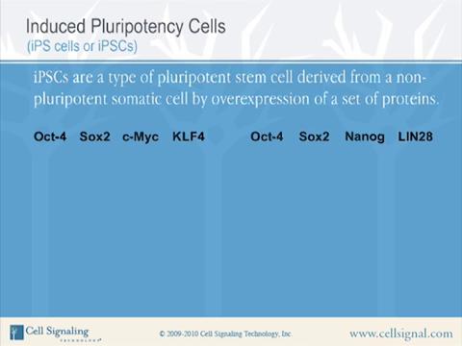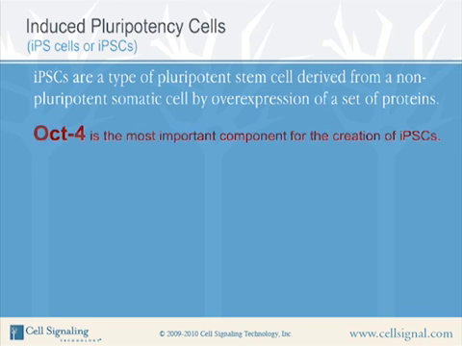Other studies have focused on the necessity of individual transcription factors in somatic cell reprogramming. For instance, the activity of c-Myc and KLF4 can be replaced by the histone deacetylase inhibitor valproic acid. These studies have shown that Oct-4 is the most important component for the creation of iPS cells because it is the only factor that cannot be replaced.